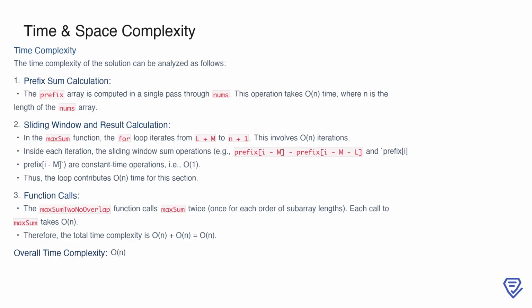Additionally, the main function, maxsum2noOverlap, calls the maxsum function twice, once for each order of subarray lengths. Each of these calls takes O(n), so the total time complexity for both calls is O(n) plus O(n), which simplifies to O(n). Overall, the solution achieves an optimal time complexity of O(n).